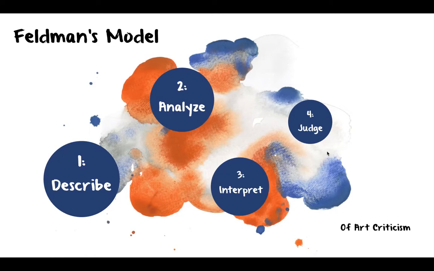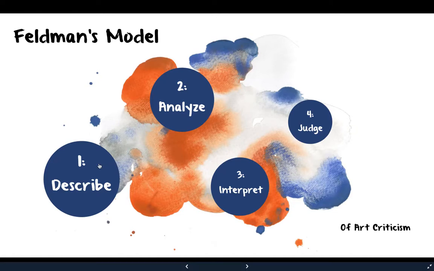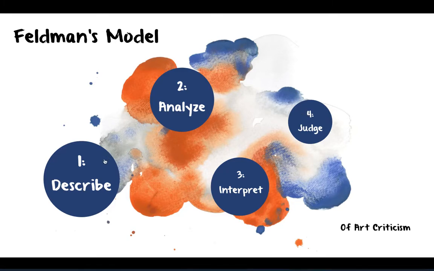All right, so for our art criticism assignments in advanced, we use the Feldman model. You guys have probably done this, if not at least once, several times, okay? So the Feldman model has 4 basic steps. Number 1 is describe, number 2 is analyze, 3 is interpret, and 4 is judge. So I'm going to briefly recap these 4 steps.